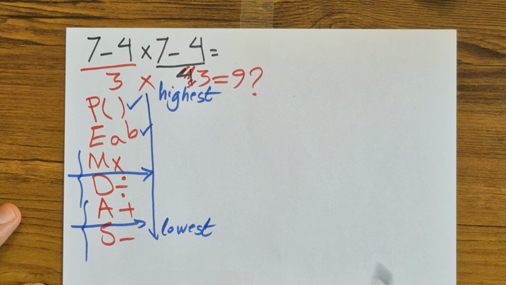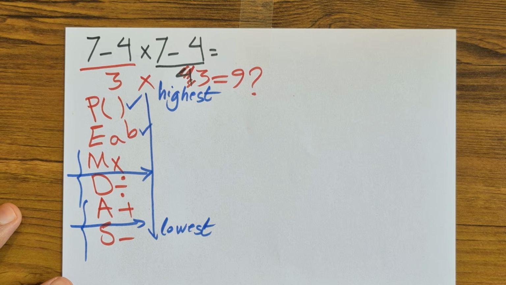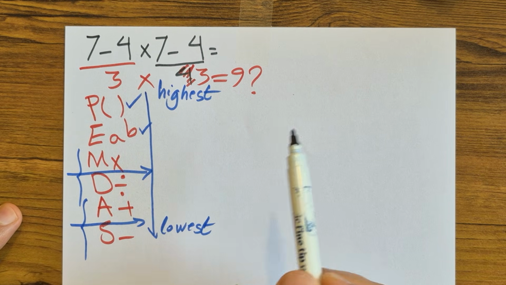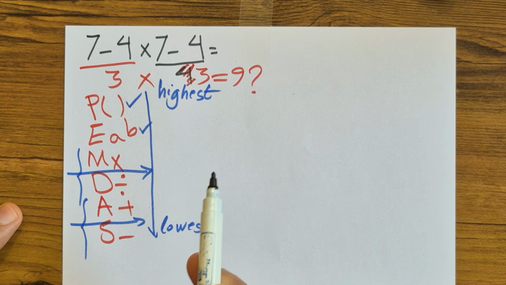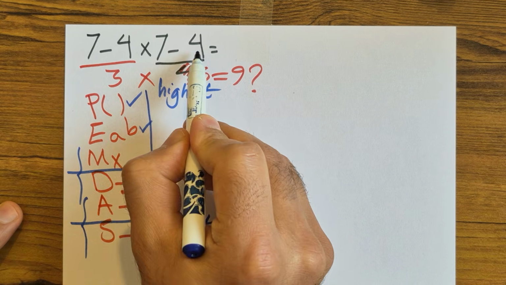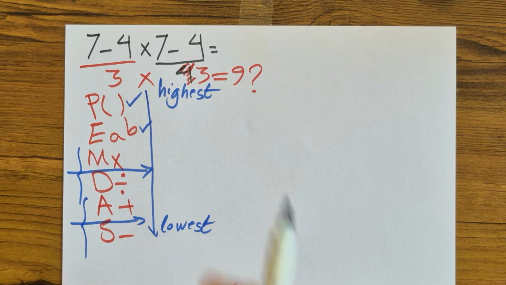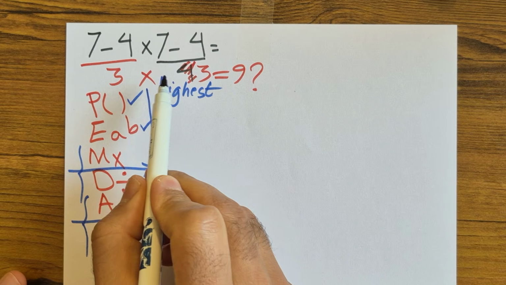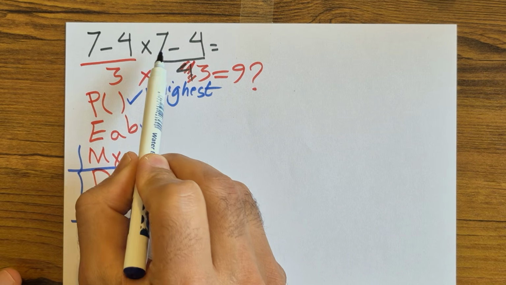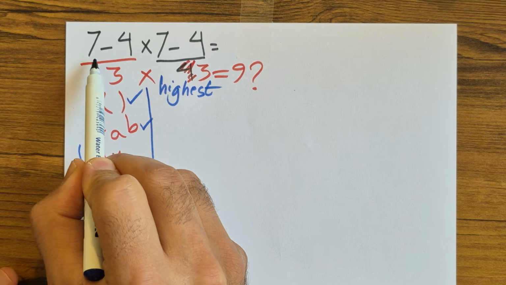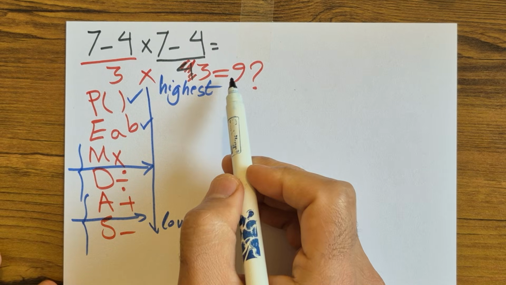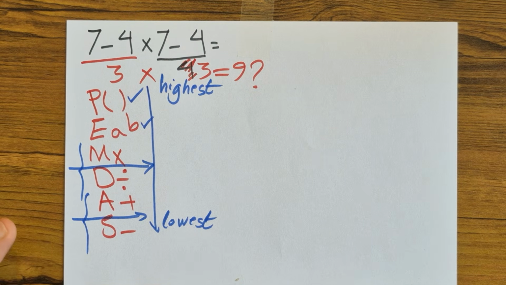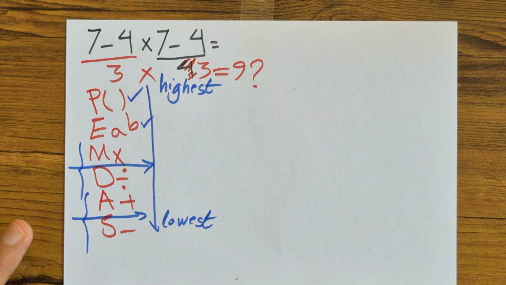Now, with this in mind, let's revisit our original problem. Do we have any parentheses in this expression? No, we don't. But you thought that 7 minus 4 and this 7 minus 4 were inside parentheses. In reality, they aren't. That's why you did 7 minus 4, 3, and then 7 minus 4, 3, and then you multiplied and ended up with 9. So that's not a correct answer because there are no parentheses. That was just an optical illusion.